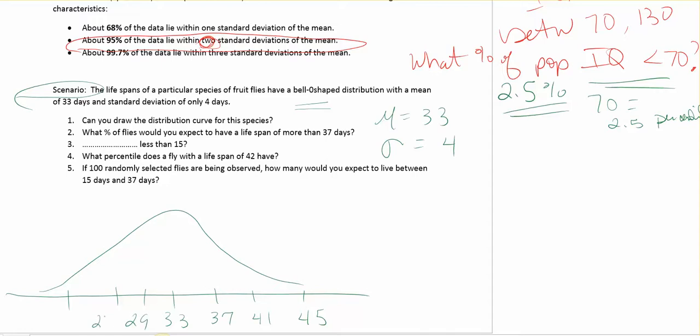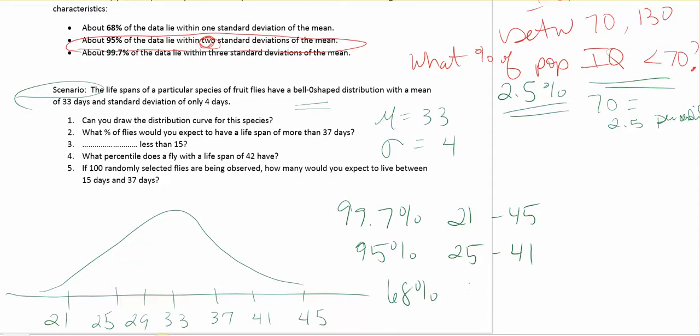29, 25, and 21. So 99.7% of fruit flies have a lifespan between 21 and 45. 95% have a lifespan of 25 to 41. And 68% have a lifespan between 29 and 37. And it's a quick way to talk about your distribution without doing a whole bunch of math. So I've just put a few example questions on here of the type of things that might be asked in your homework in 2.4 and 2.5.